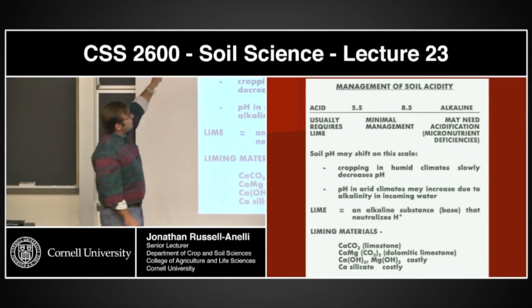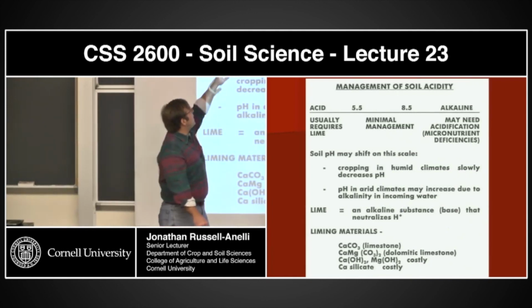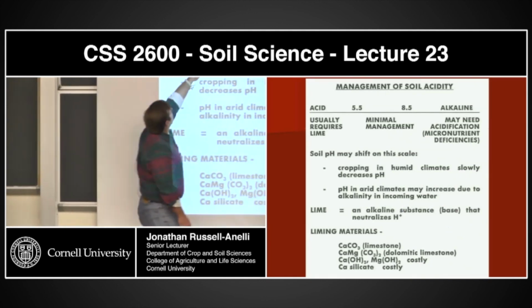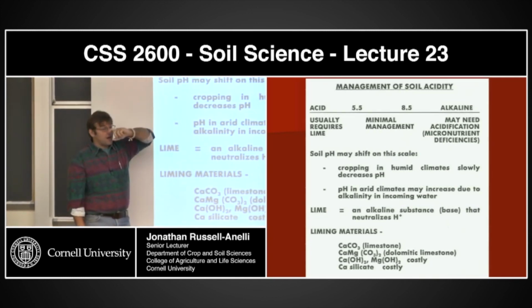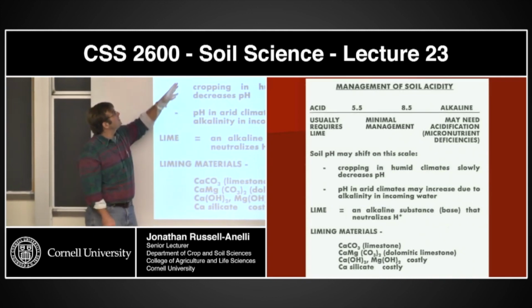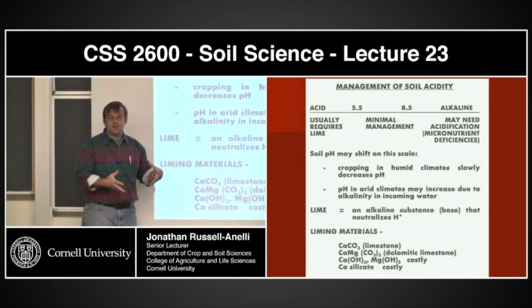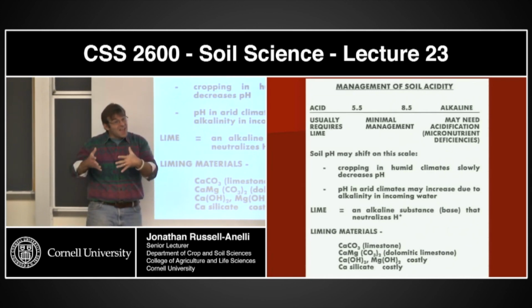Up at the top there is basically a scale that shows pHs, 5.5 and 8.5. From an agronomic sense, anything that's below 5.5, we're usually talking about a scenario where we need to add lime. We need to bring the pH up because, remember, it's that active acidity that controls the bases. It's controlling the nutrient dynamics.